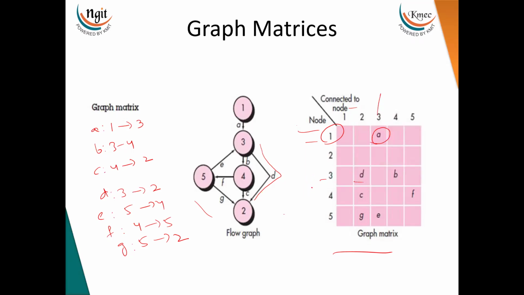Each edge in this flow graph is labeled from A to G. And this matrix will show you which edge connects which two nodes. This will help us in path coverage analysis and many times forms the basis for calculating our complexity. That is about graph matrices.